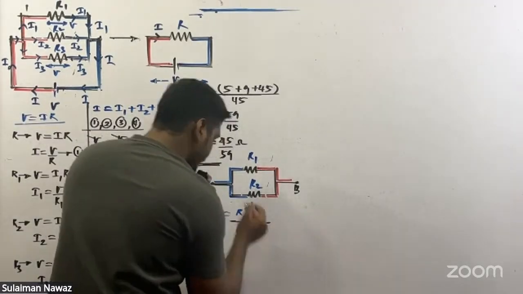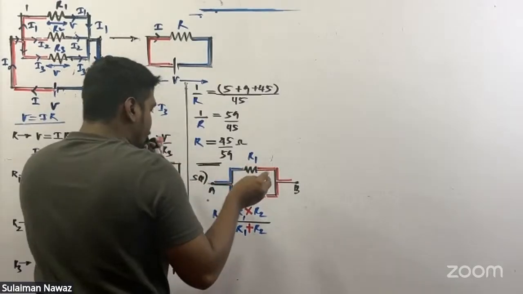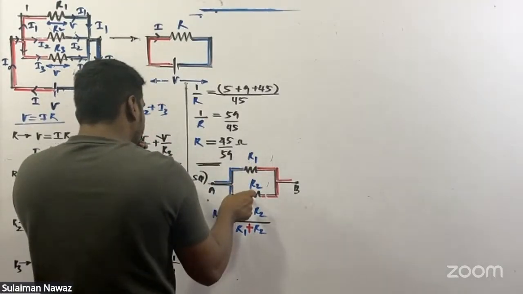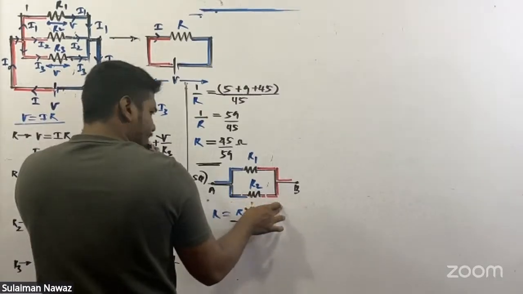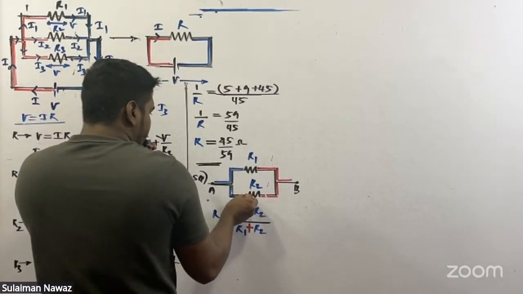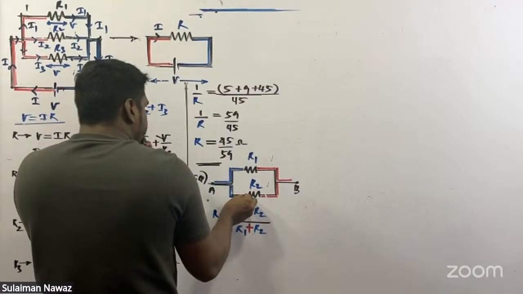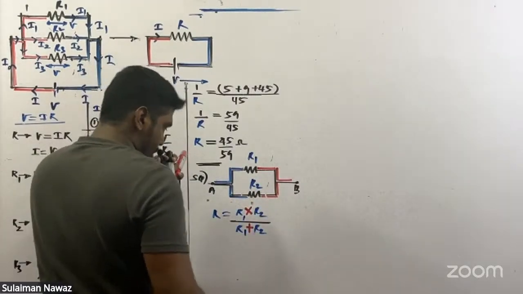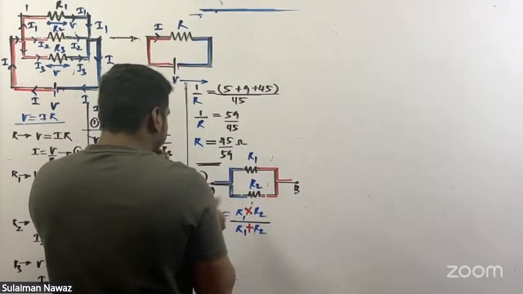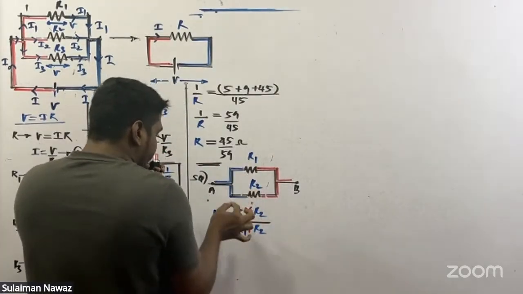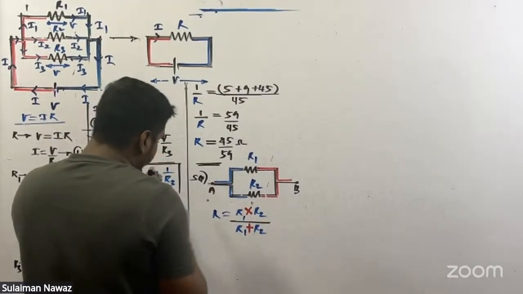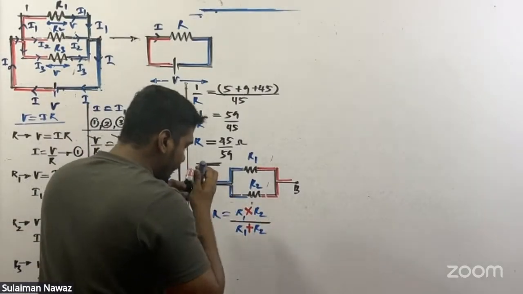That's it. Now, what was your previous value? This is 4 ohms and 5 ohms. What was the value for the equivalent resistance? Now this is 4 ohms, this is 5 ohms. Find the equivalent resistance following this method, and you will get the same answer.